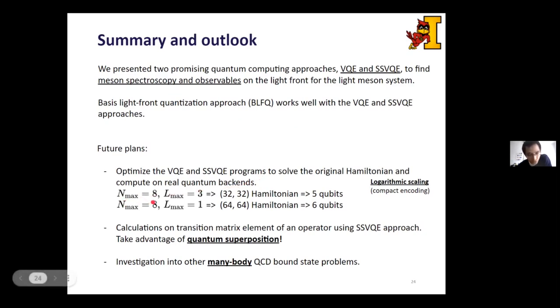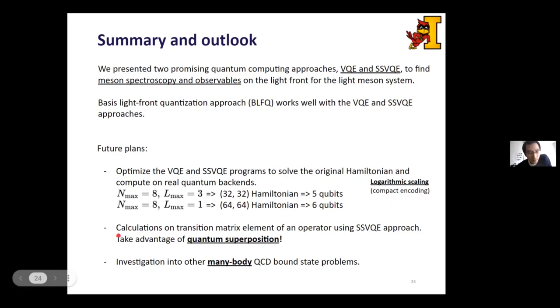And so just to give you an idea of how the scaling of the Hamiltonian goes. Our original problem was mx equal to 8 and my equal to 8. But as you can see, if we just go to mx equal to 8 and my equal to 1, I think I reversed the order here. So if I just go to mx equal to 8 and my equal to 1, it will be a 32 by 32 Hamiltonian, which will include 5 qubits. And if you go to a larger longitudinal excitation, it would be 6 qubits. So there's really a logarithmic scaling that you can have for compact encoding to solve this kind of problem.